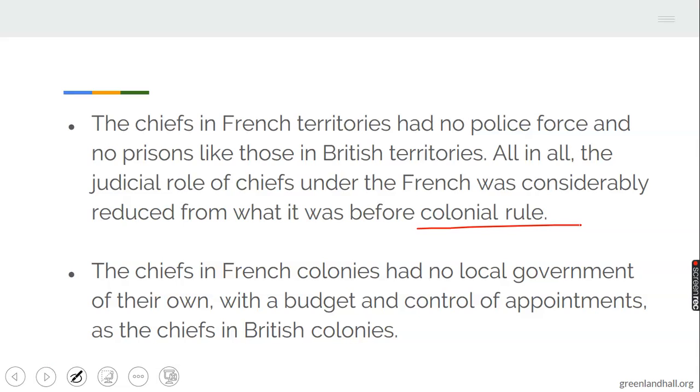The chiefs in French colonies had no local government of their own with a budget and control of appointments as the chiefs in British colonies. The French had no local government in their colonies which they could call their own, with a budget and control of appointment as the chiefs in British colonies.